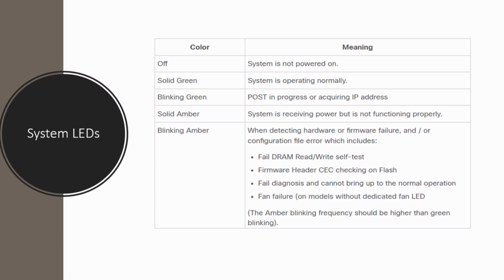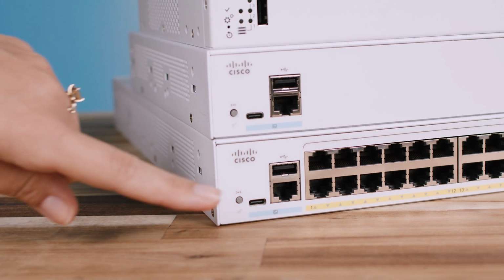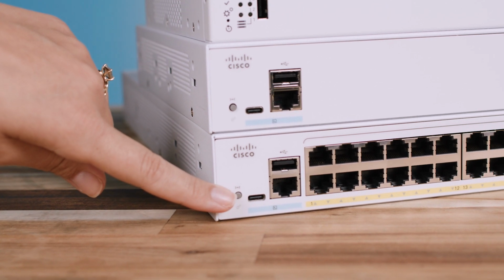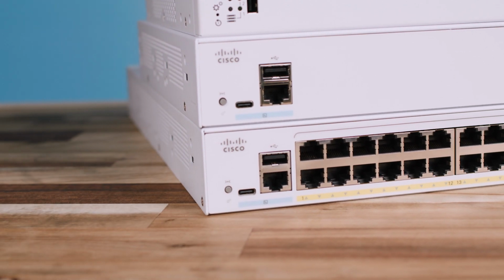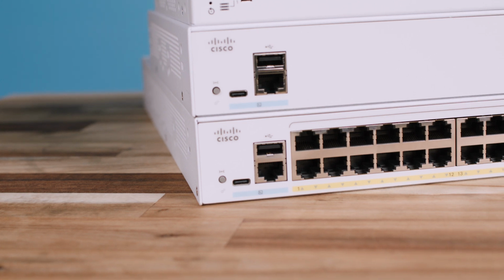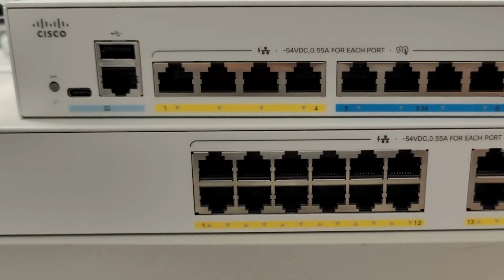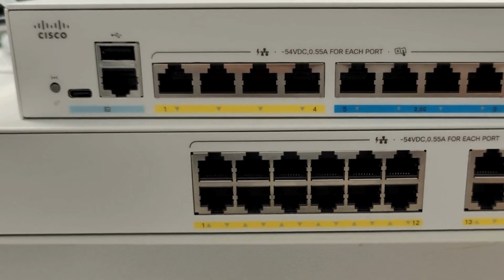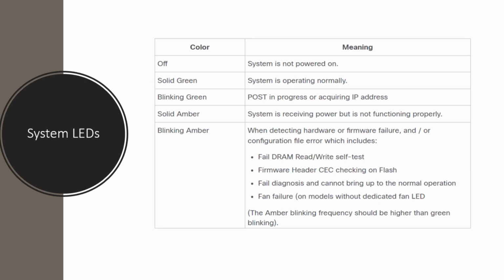I'll start with the system LEDs. This light is located on the front of the switch, on the left side, under the reset button. When the switch is not receiving power, the light is off. Once I power on the switch, you can see a blinking green light. This indicates that the switch is attempting to acquire an IP address from a DHCP server.